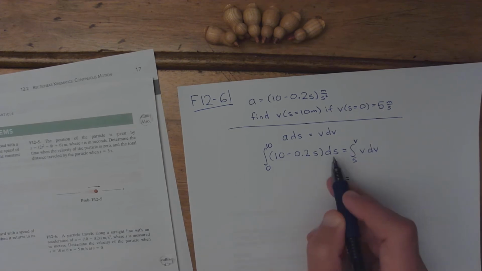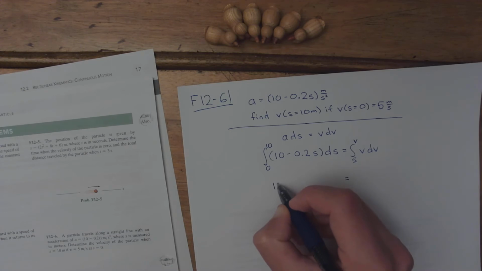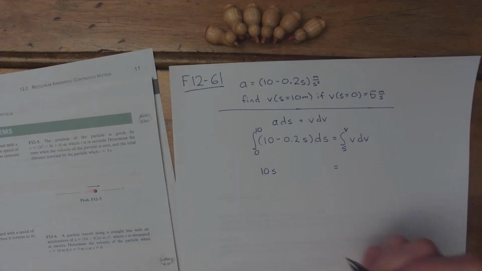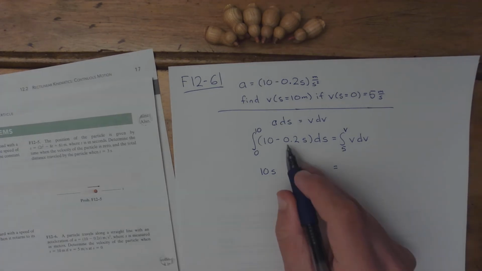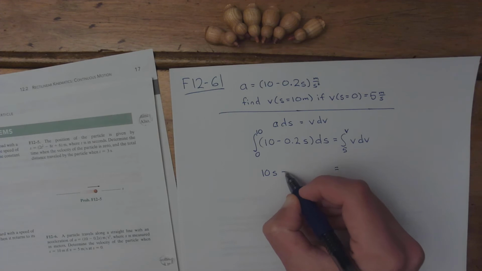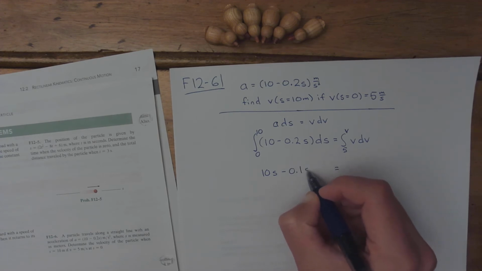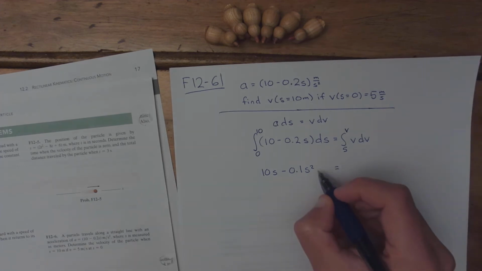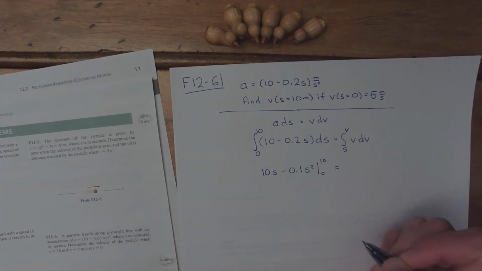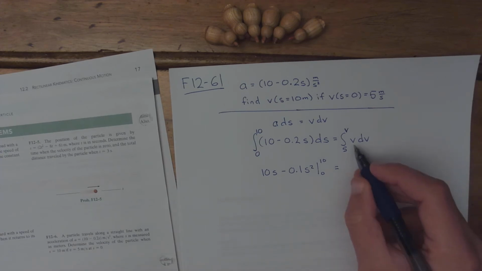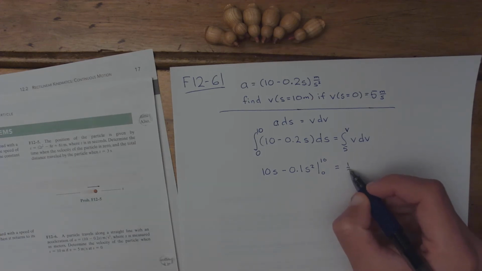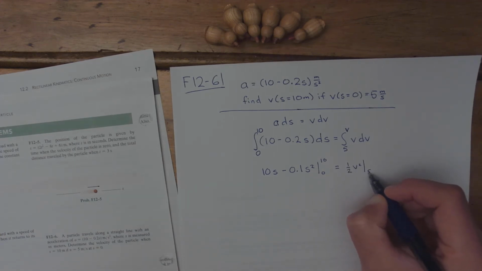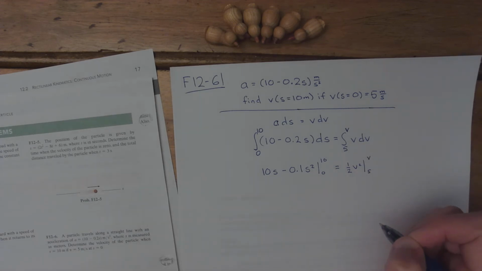So when I integrate 10 with respect to s, I just get 10s. When I integrate negative 0.2s with respect to s, I raise the power, divide by the new power, so that's negative 0.2 divided by 2, so that's negative 0.1 s squared. And then I have to evaluate from 0 to 10. And on the right-hand side of the equation, when I integrate v dv, we get 1/2 v squared. And then we're evaluating from 5 to v.